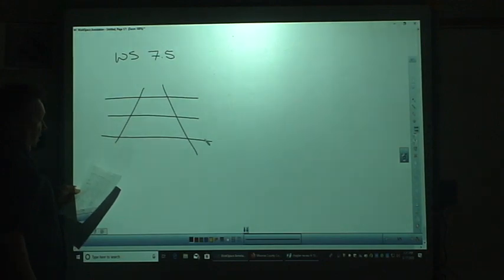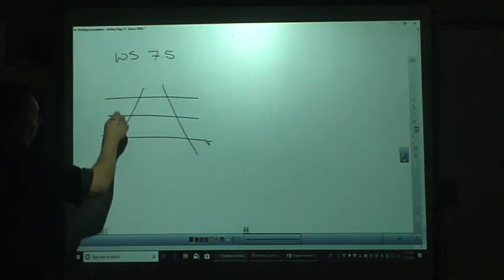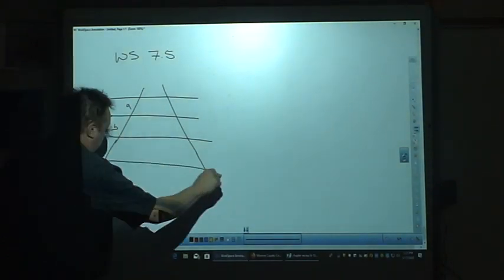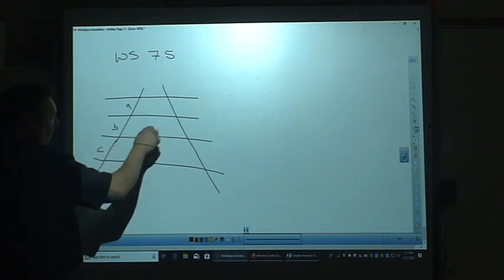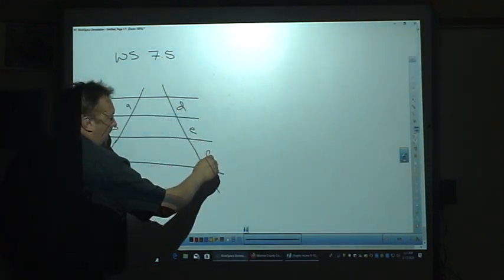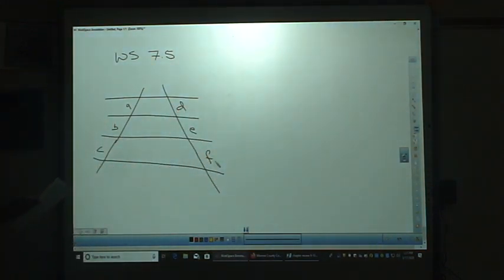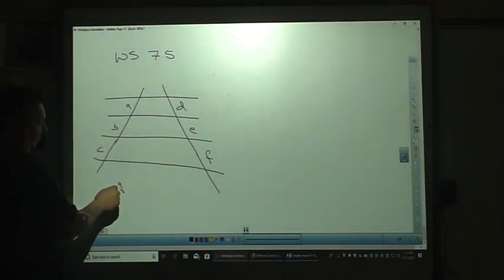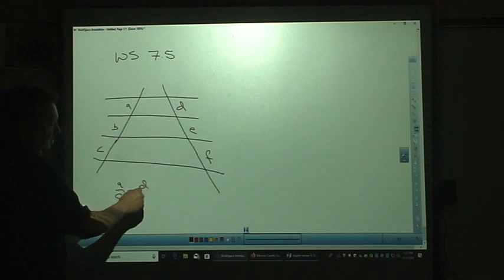We're going to start with going over worksheet 7.5, which we had before we left. We're going to start here with A over C. So we've got A, B, C, D, E, and F. Our first equation is A over C. So number one will be A over C equals D over F.